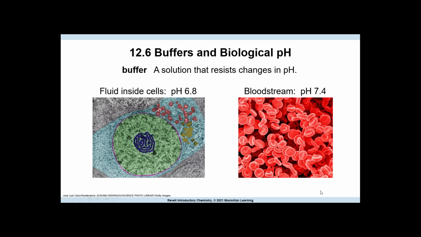Hi class, we are now in the last section of chapter 12. This is 12.6, buffers and biological pH. A buffer is a solution that resists changes in pH. So we're going to be looking at pH.